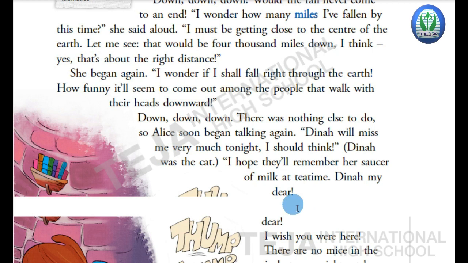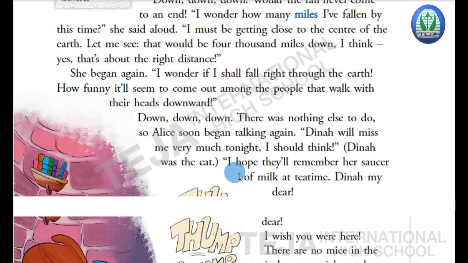Dinah, my dear. So here, now she was quiet for some time. Again, she was going down and down and down, and there was nothing else to do. No one is there to talk with, or nothing is there to do. So, once again, she started talking to herself. This time, she remembered her cat. The name of her cat was Dinah.